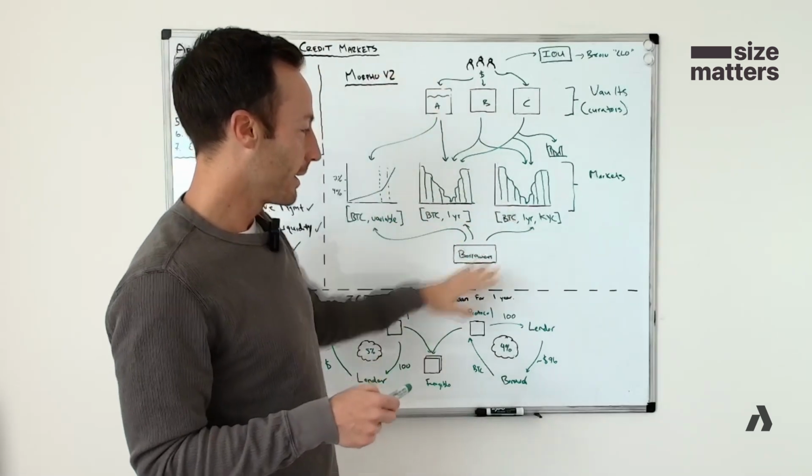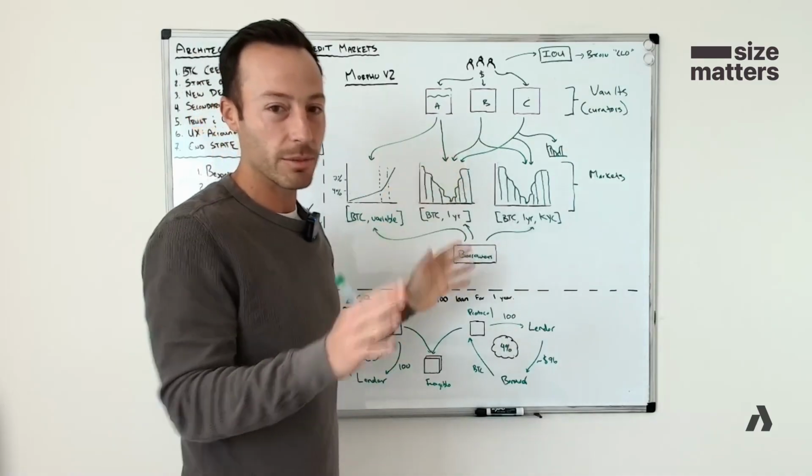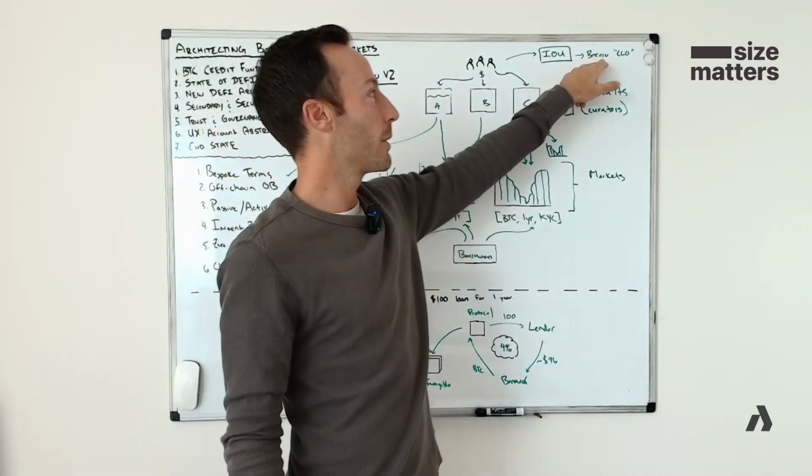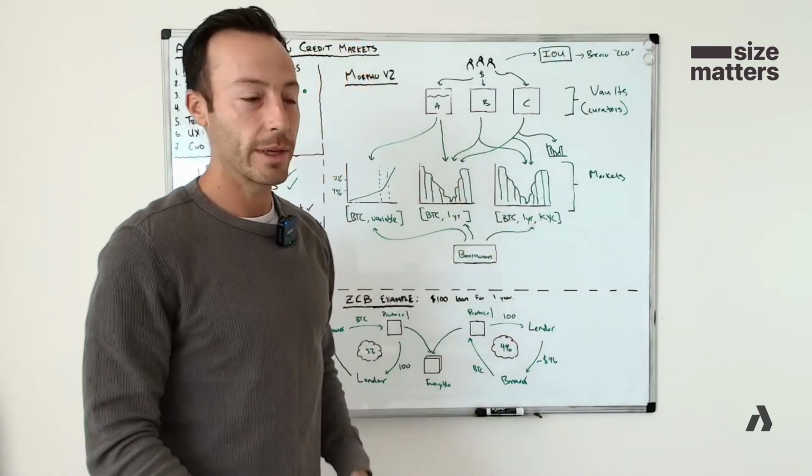So here, this just appeals to anybody that wants to borrow against their Bitcoin at whatever terms they want. And then this is where some financial engineering can happen, and you can get a lot of benefits of driving a lot more liquidity to this.